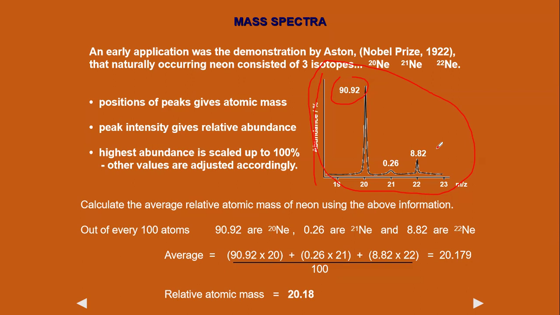So in doing that, look at this one: calculate the average relative atomic mass of neon using the above information. Out of every 100 atoms of neon, 90.92 are neon 20, 0.26 are neon 21, and 8.82 are neon 22. Using that, you have 90.92 times 20 plus 0.26 times 21 plus 8.82 times 22, over 100, to get your answer as 20.18. It's always a decimal because it is obtained from the average of the different isotopes of the element.